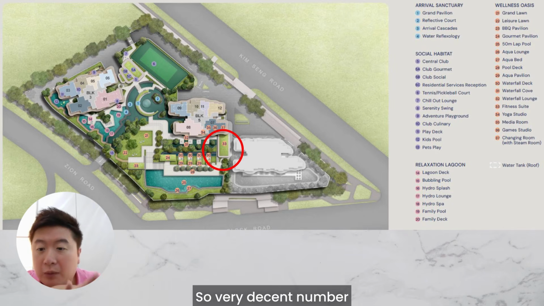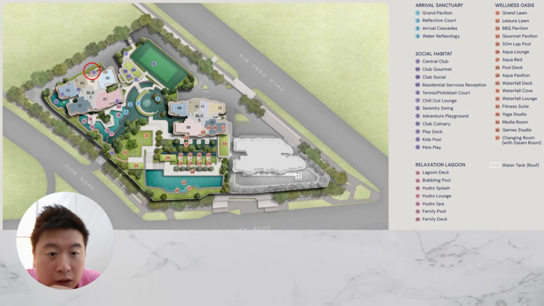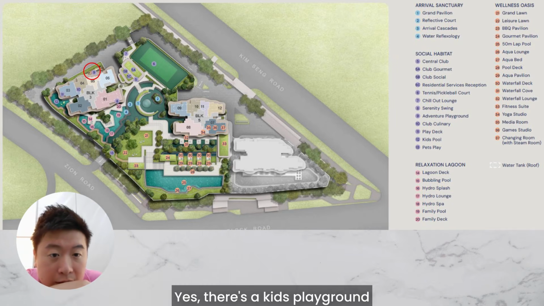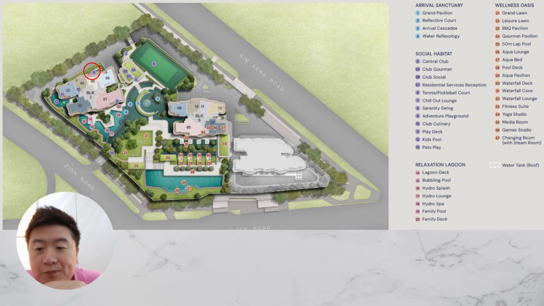Okay, so very decent number of facilities here. And oh, right, there's also a kids' playground at the back. Let me double check. Yes, there's a kids' playground at the back of block 3 here, right in front of step 5 and step 6.